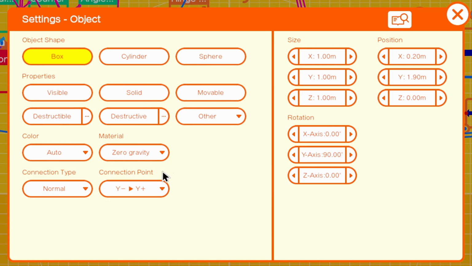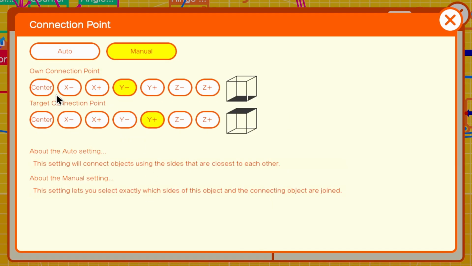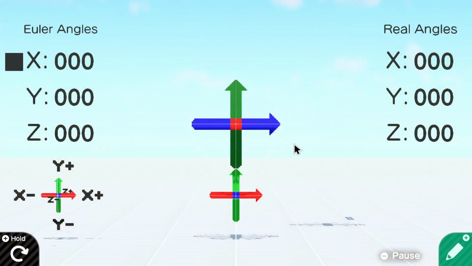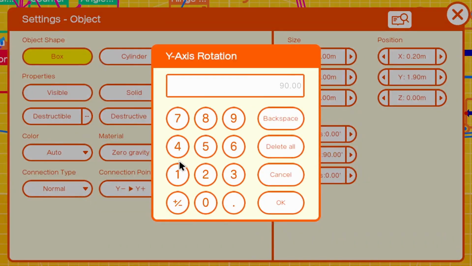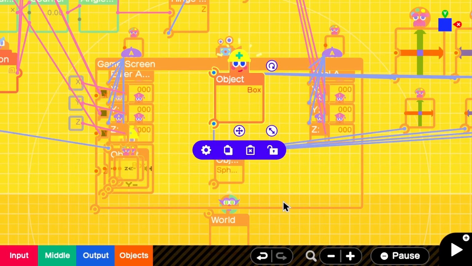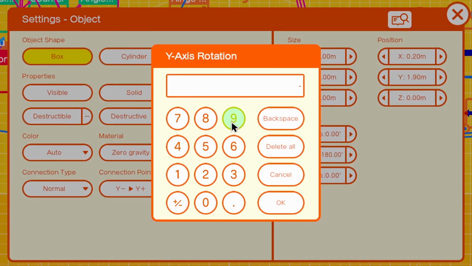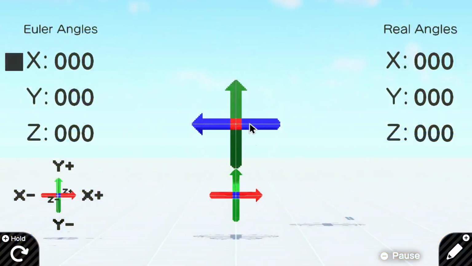So if the connection point is anything but center to center, it will be able to rotate, but only for a certain few values. For example, here we have 90 degrees. You can also set this to 180 degrees and also to negative 90 degrees.